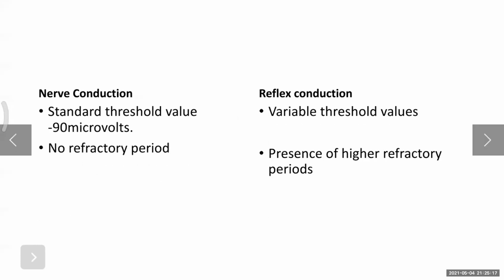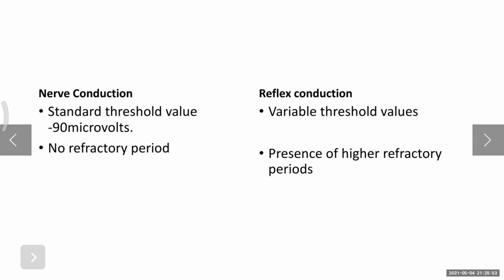Beyond this, he also saw that there were a few things which were related to the previous points. Nerve conduction had a standard threshold value of minus 90 millivolts. It's not microvolts, it's millivolts. But reflex conduction had variable threshold values, which meant that some of the reflexes could be elicited very easily. Some of the reflexes required a larger amount of current in order to elicit them. So that is another feature he saw as different.